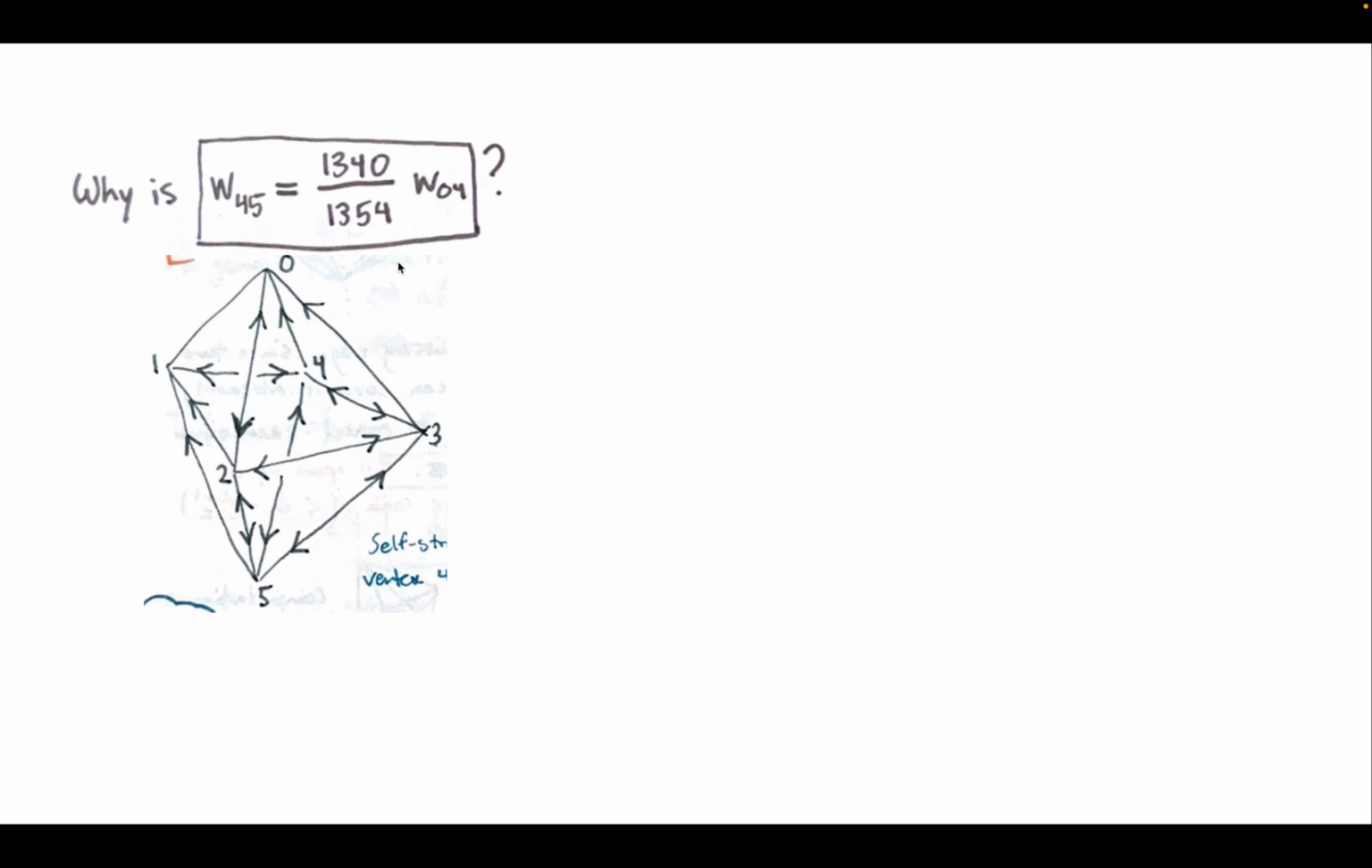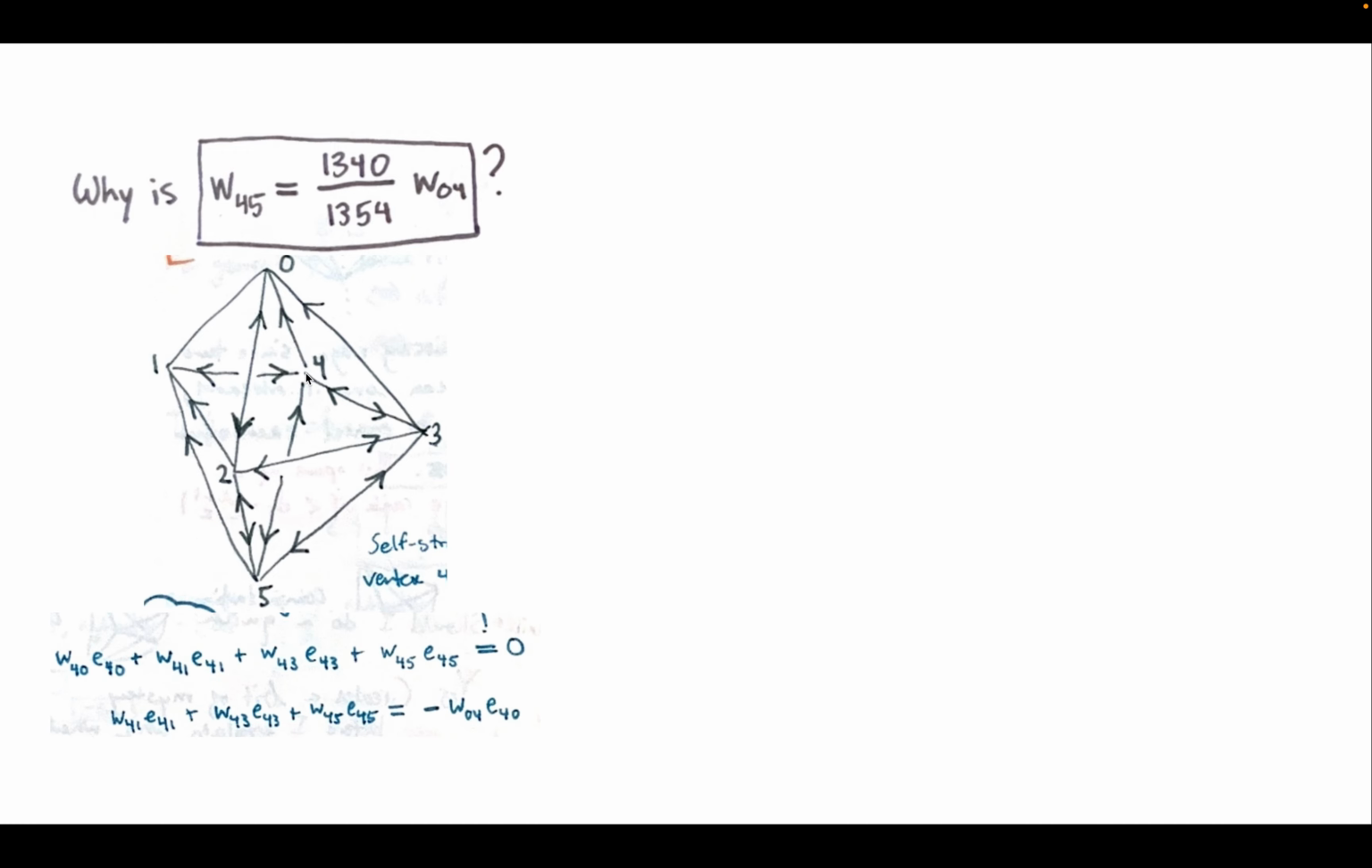So we'll look at why with a different example. This is now going to be a self-stress. We're going to look for a self-stress, and we'll look at the edge 4, 5 down here. And I claim that it's equal to this ratio of simplex volumes, or tetrahedron volumes in this case, times the weight on edge 0, 4. So that's what I want to explain.